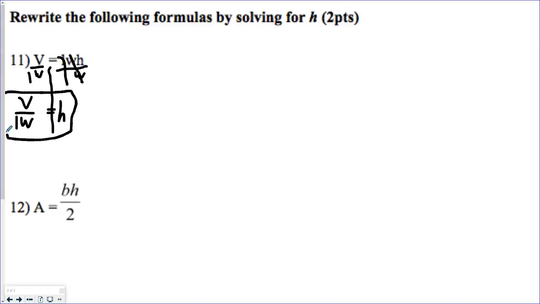So I'm not looking for a single number answer for most of these. I'm simply asking you to rearrange the stuff so that H is by itself and then everything else is over to the other side.